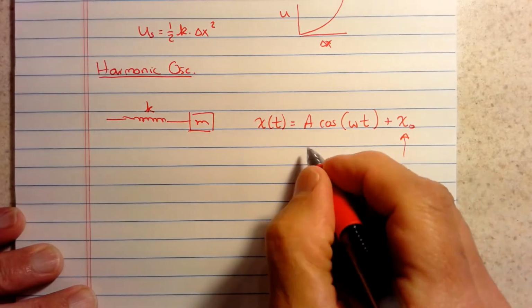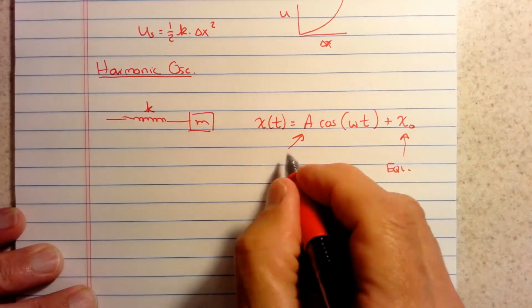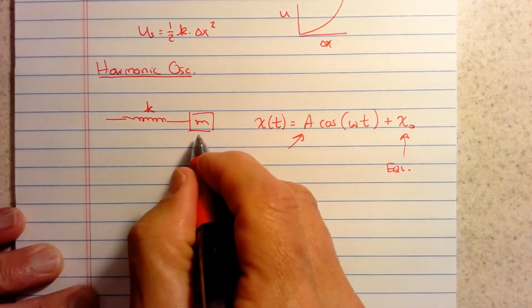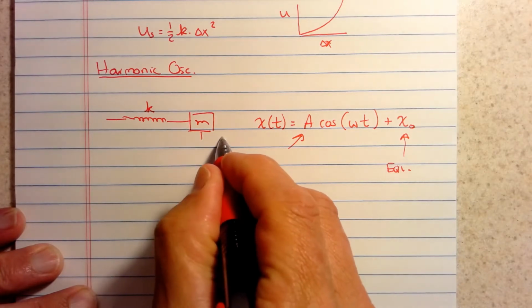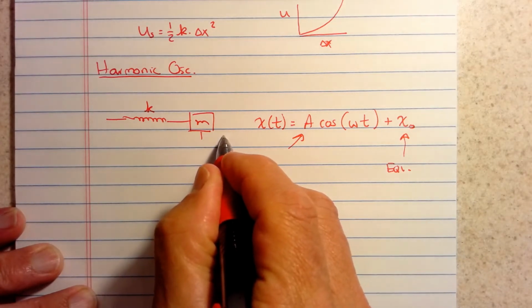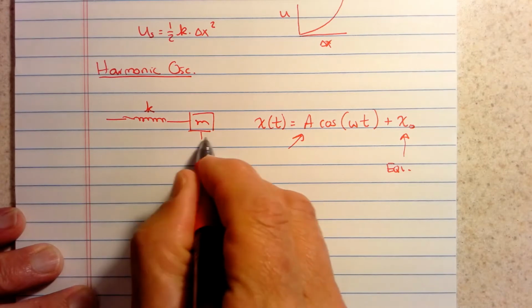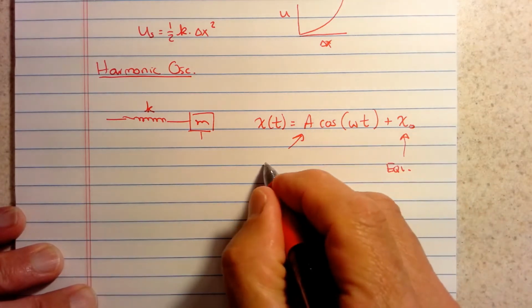We call A the amplitude. So remember, amplitude is how much it's stretched from equilibrium. So if it starts here and we stretch it 10 centimeters to the right and let it go, it'll go right, left, right, left, right, left. And so this is the amplitude.